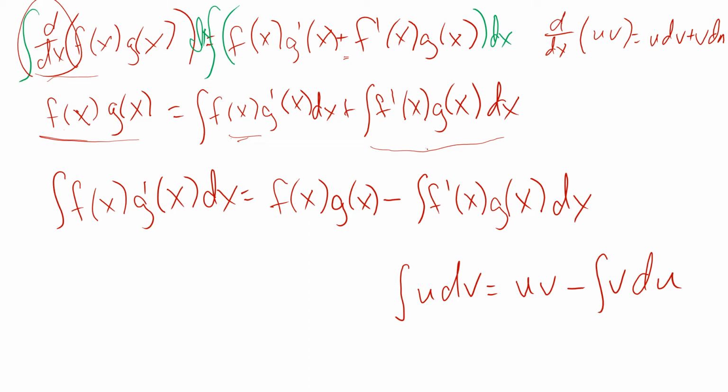Things that fall into that category would be things like sine and cosine. E to the x doesn't get bigger. Things like that, where it either stays the same or it kind of goes in circles. Sometimes, and we'll see an example of this, your dv will just be dx. The whole rest of it's going to be u. So we'll see what that looks like.